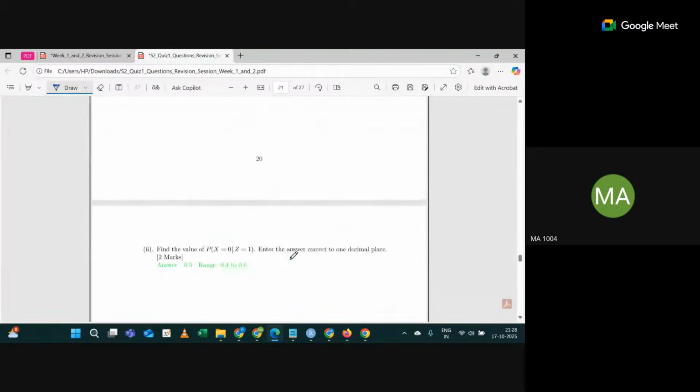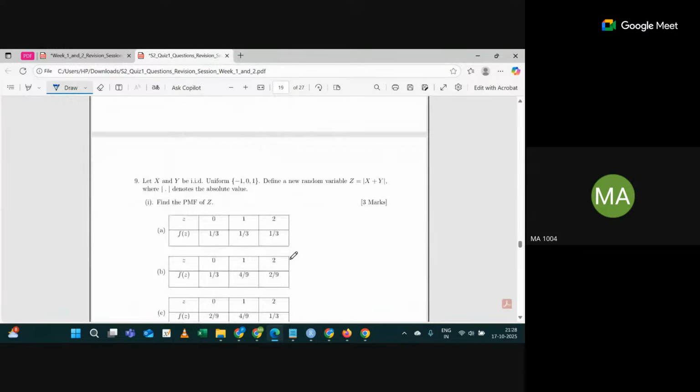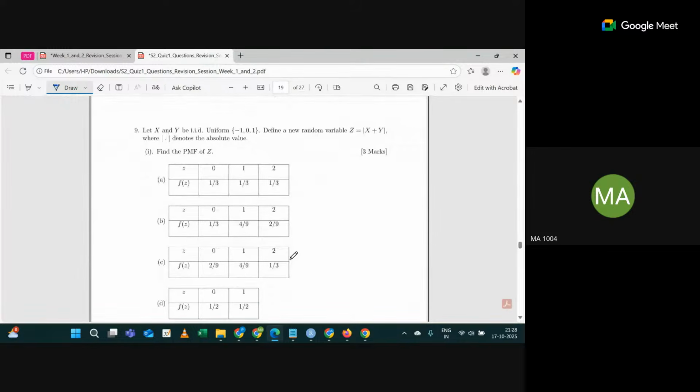Let's try to solve another question. It's a function of random variables, and you have to find the PMF of Z. Basically, you have to find all the possible values of Z. I told you what your good approach should be. So 5 minutes will be more than enough for this question.